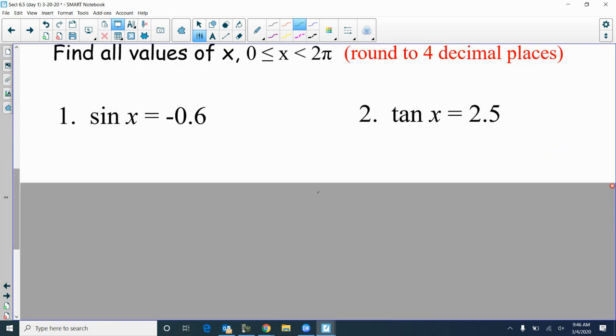We don't know the exact answer for that, so it's not going to make as much sense as the degrees. But do we do the same thing? Sine of x equals negative 0.6. Use your calculator, plug it in, see what you get.